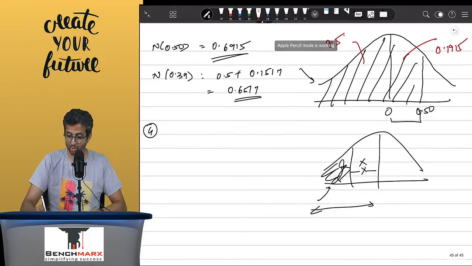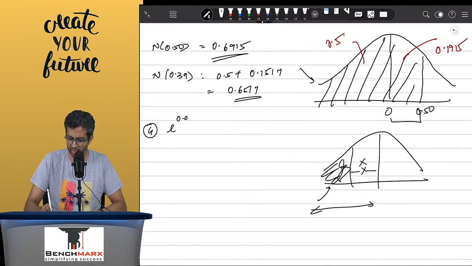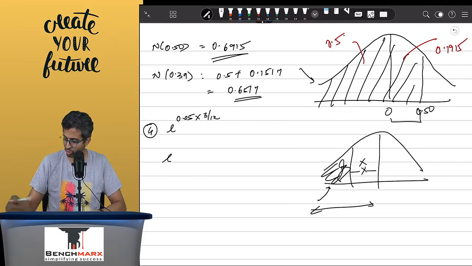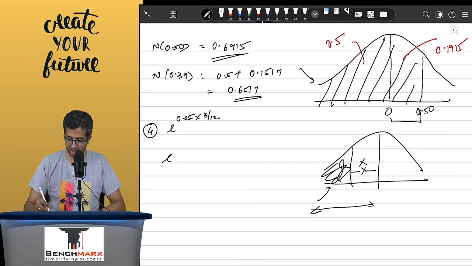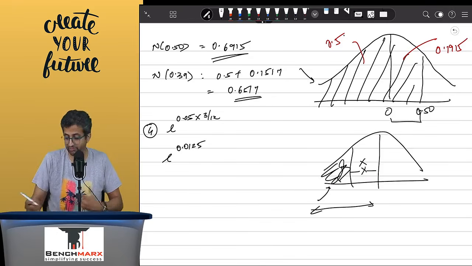Now e raised to rt is something that you can calculate directly. We have done it earlier as well. e raised to rt is e raised to 0.05 into t, which is 3 by 12. That is e raised to 0.05 into 3 by 12, which comes to e raised to 0.0125. Again, how do you find this? Well, you will say we don't know how to calculate it, so let us take the log on both sides.